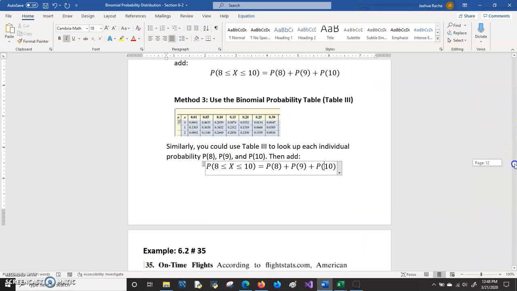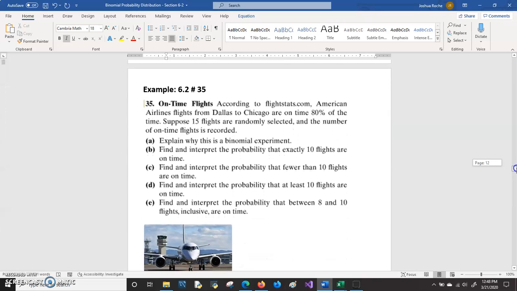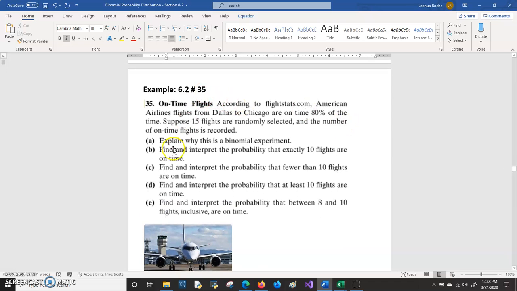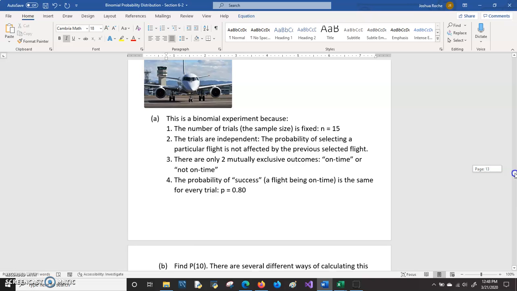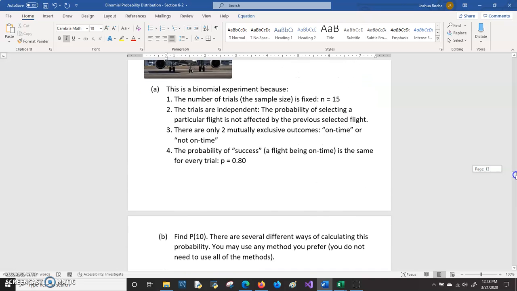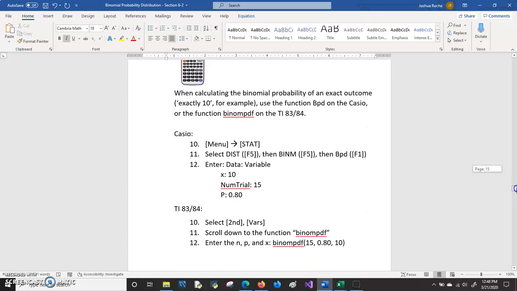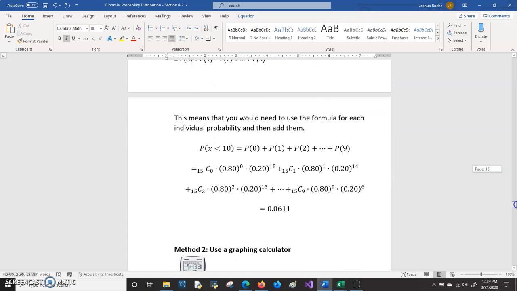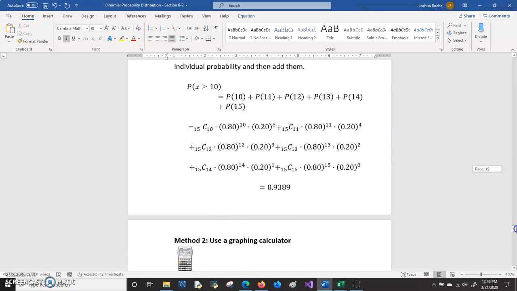So in these notes, which again I'll post on our course site, there's another example, 6.2, number 35. This is actually one of the homework problems, and I'm not going to go through it in this video, but in the notes it's worked out with all of the same methods and steps. So you're welcome to use this and let me know if you have questions.